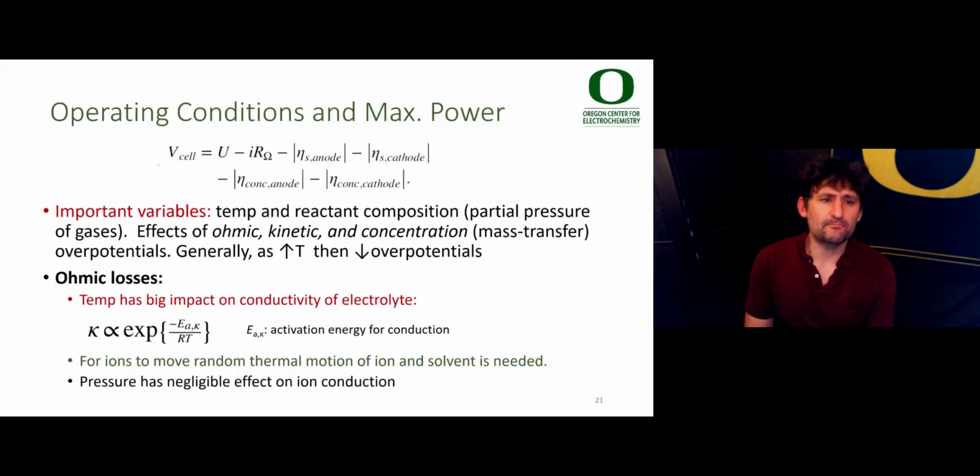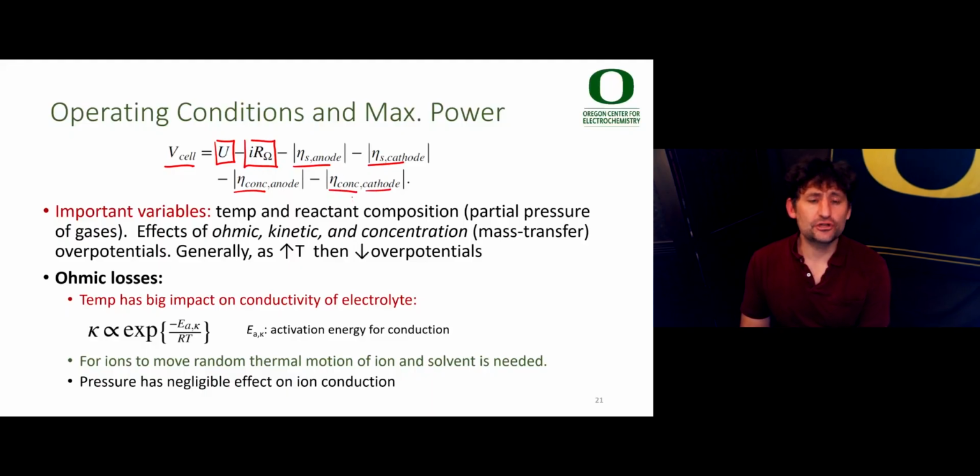Now let's talk about the maximum power and the operating conditions. The total cell voltage is the open circuit theoretical potential minus the ohmic losses of driving current through the cell, minus the anode kinetics, minus the cathode kinetic overpotential, minus the concentration overpotential at the anode and the concentration overpotential at the cathode. Remember, concentration overpotentials are due to the diffusion gradients that the system must set up.